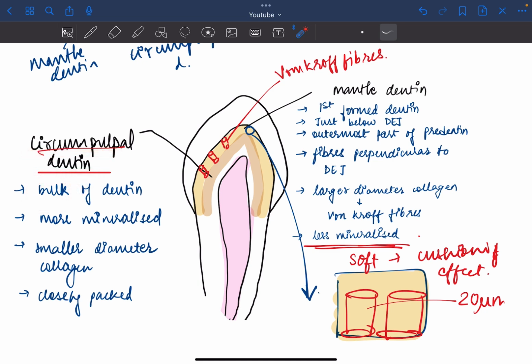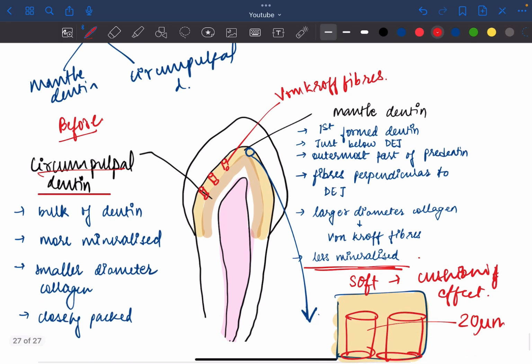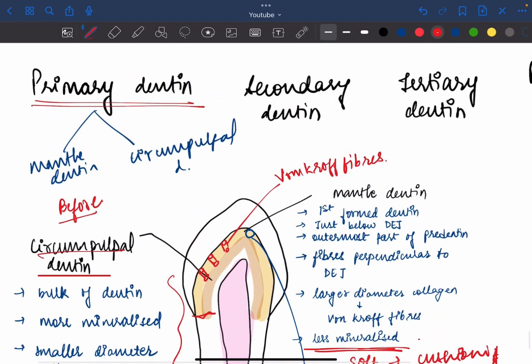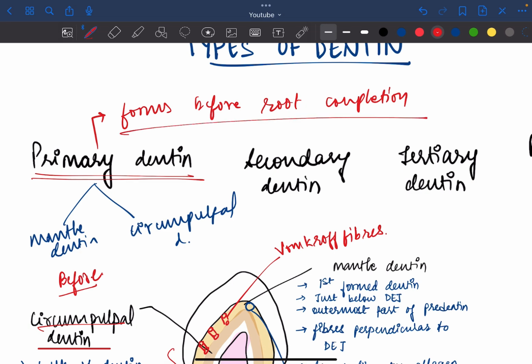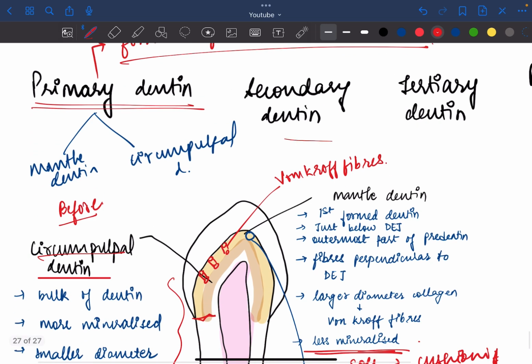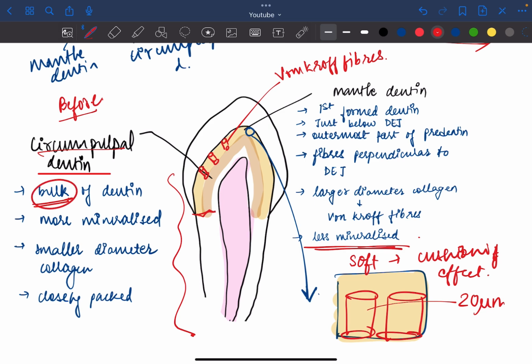Okay, one important thing is the primary dentin forms just before the root completion. That means until the whole root is formed, whatever dentin is forming during that time, that is the primary dentin. It forms before root completion. The dentin that forms after the root is complete, that we will study later. Pulpal dentin forms the bulk of the dentin.